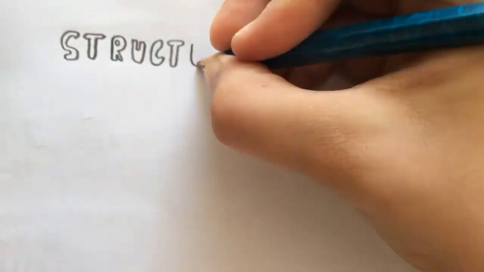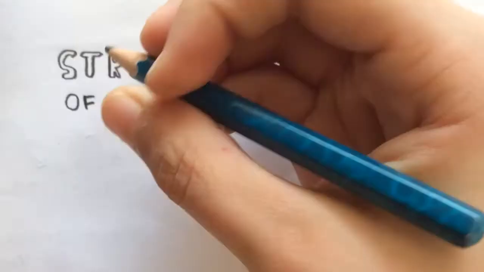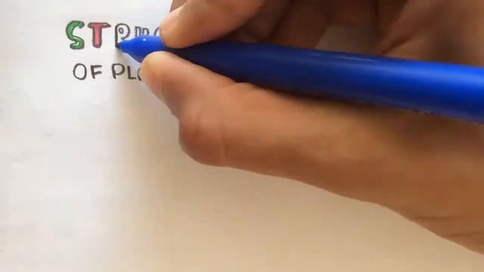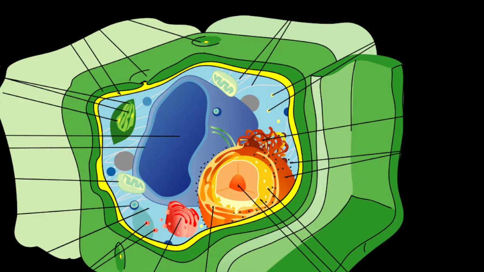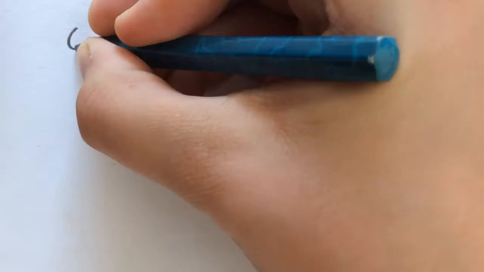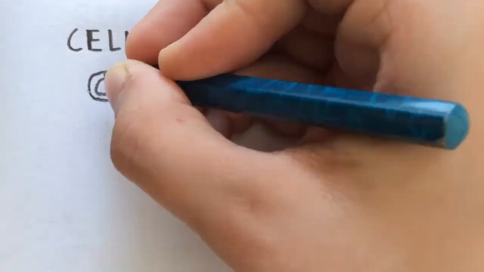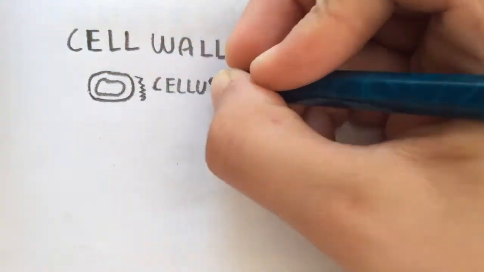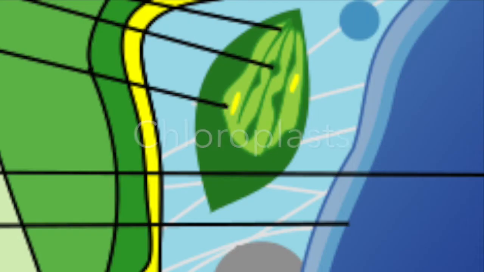Moving on to the next part of the video, we're going to be talking about the structure of plant cells. Well, the cell wall is something only a plant cell has. It's a tough outer wall of the cell which gives it support, made out of cellulose. And you see, human cells cannot contain cellulose.